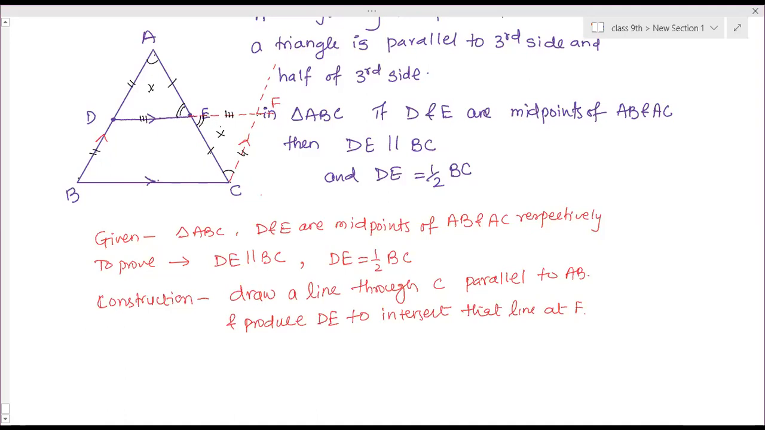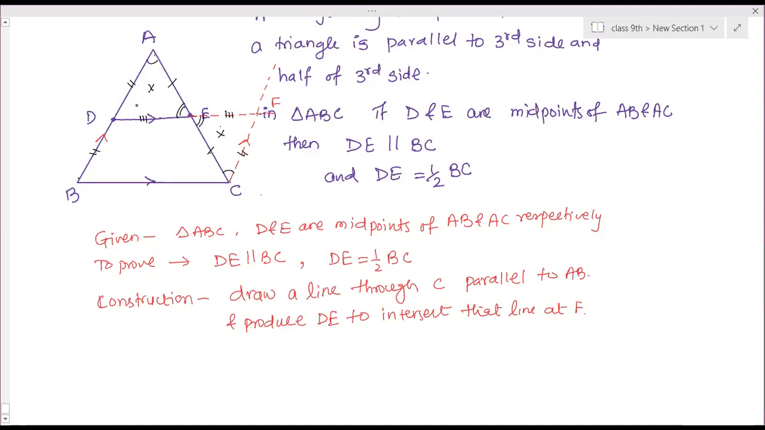Clear? Then we have to prove now that DE is half of BC. DF and BC are equal. DE and EF are equal. So DE will be half of DF, and DF and BC are equal. That means DE is half of BC. Understood?